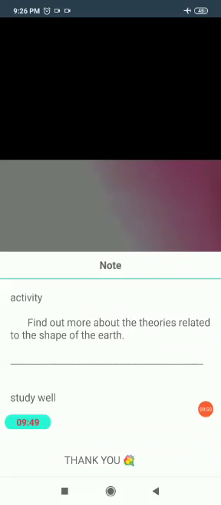Okay. Today our activity is to find out more about the theories related to the shape of the Earth. You can write a brief note in your social studies notebook. Study well.